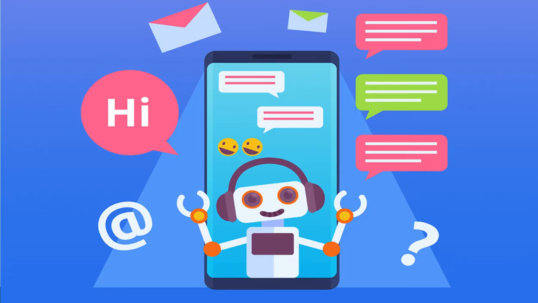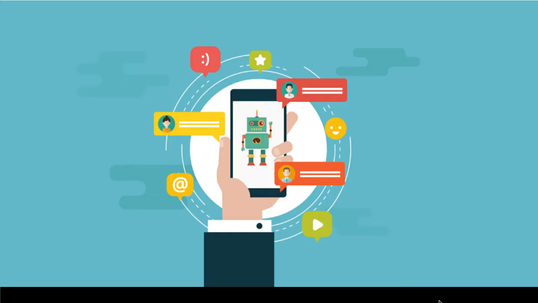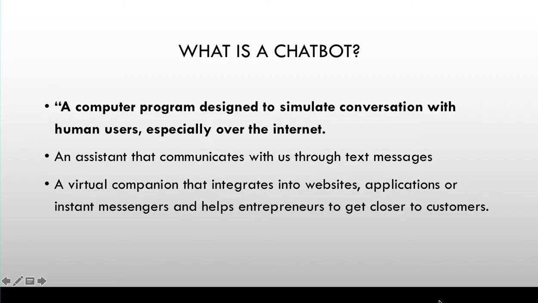So if I were to define, a chatbot is nothing but a computer program that is designed to simulate conversation with humans, especially over internet. Okay, so a chatbot can be considered as your employee, as your assistant who communicates with people through text messages. Okay, it's a software program. It can also be treated as a companion that is integrated onto your website. It can be integrated in your apps. It can also be integrated with your messenger.